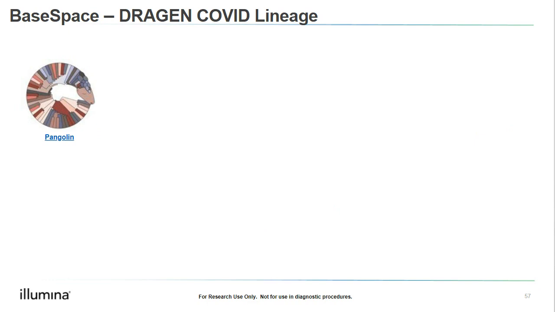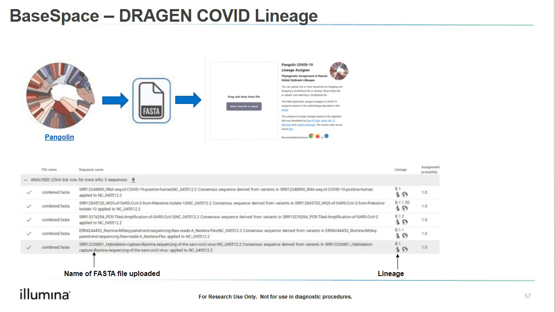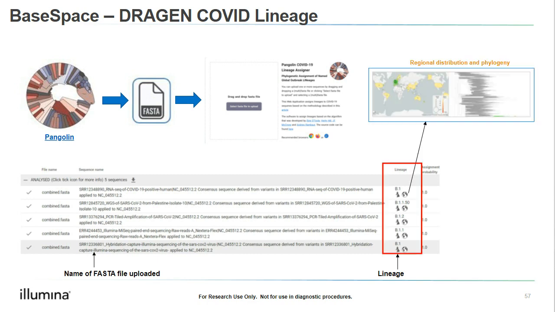I just want to show you an example of Pangolin alongside the lineage. This is basically what happens in the backend and how it works on the Pangolin website as well. So you can use the FASTA file from this COVID Lineage app to upload to Pangolin and generate the lineage output data. You can see here how the Pangolin output looks on their website. You can see the lineage in this column, and there is also the option to see regional distribution and phylogeny.